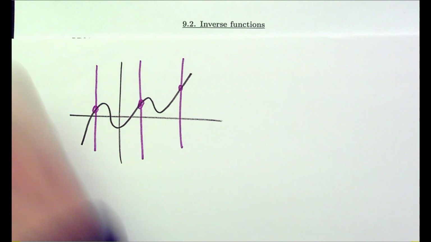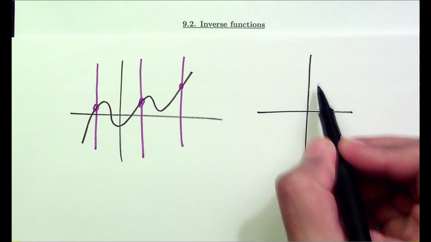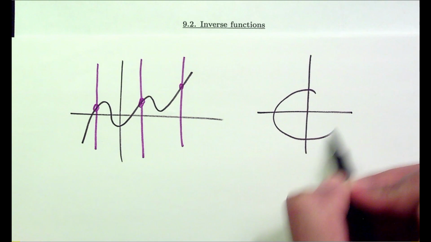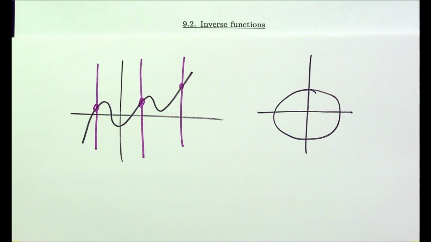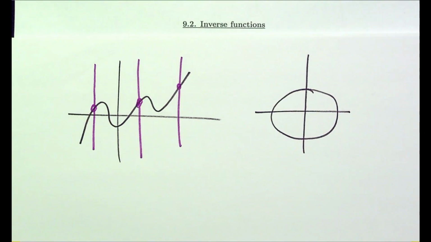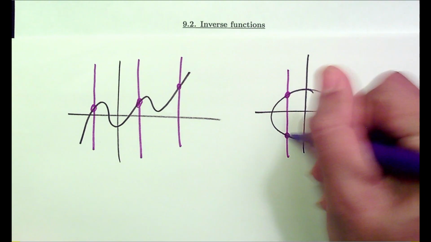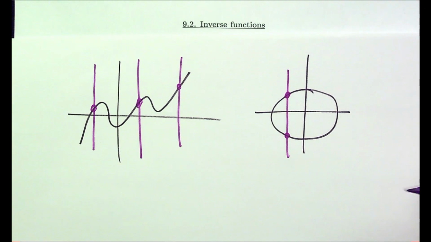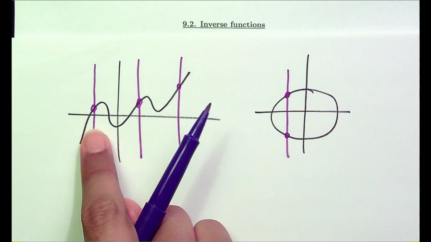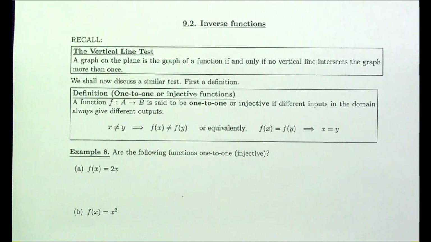But something like this, like a circle, that cannot be the graph of an actual function, because if I draw a vertical line, that's going to intersect the graph more than once. Here is one time, here is the second time. So that violates the vertical line test. That means this is not the graph of an actual function. This is, but this is not. So that's a quick review of the vertical line test.